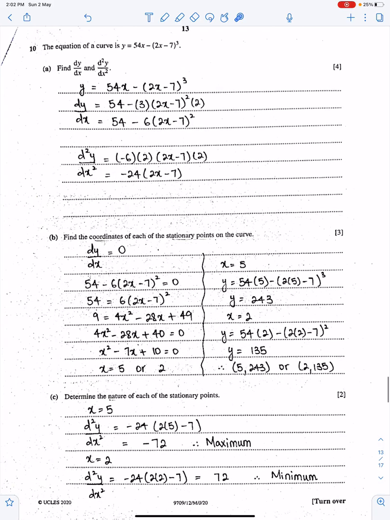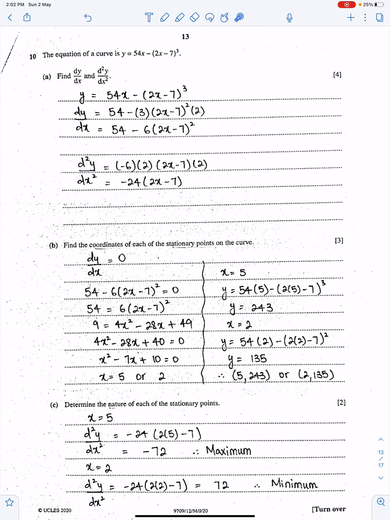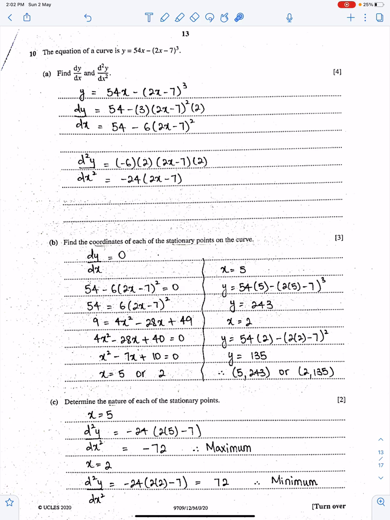Question number 10. The equation of a curve is this. We need dy upon dx and the second derivative. This is so simple. You all know how to differentiate a simple function and a linear composite function. 54x will become 54. This 3 will become the coefficient, and in power it will become 2, since 3 minus 1 makes 2. And the differential of this bracket is 2. This is the simplified form of dy upon dx.